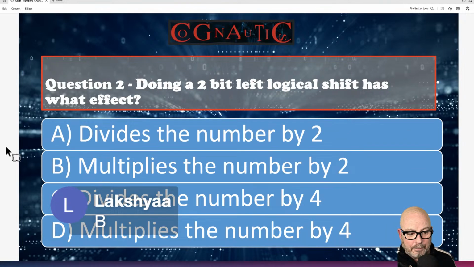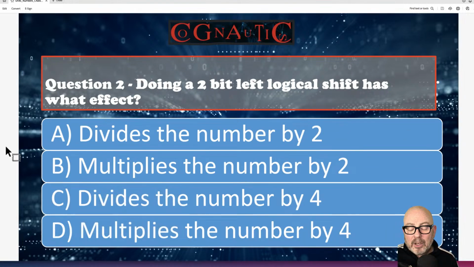What about this one? Doing a 2-bit left logical shift has what effect? Does it A, divide the number by 2, B, multiply it by 2, C, divide the number by 4, or D, multiply the number by 4? Right to divide. It works for me. I don't know why. I can imagine a king saying that. It's my right to divide. So what do we think? What happens with the 2-bit? I will be interested to see.